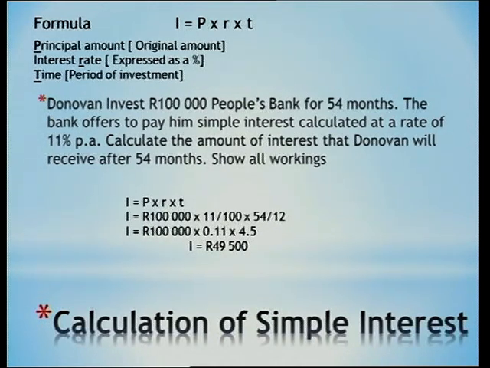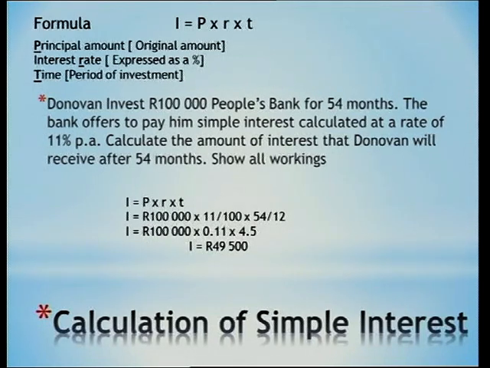Okay, so 100,000, the original amount, times 11%, correctly shown as 0.11, times 4.5 years. And what interest do I get? I get 49,500. Okay, step by step. So show everything. These types of questions often are multi-layered, so make sure that you're doing it step by step. Okay, that is simple interest.